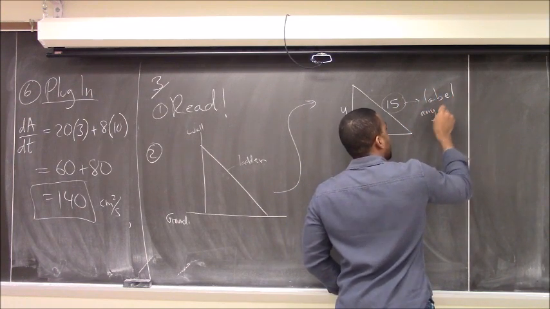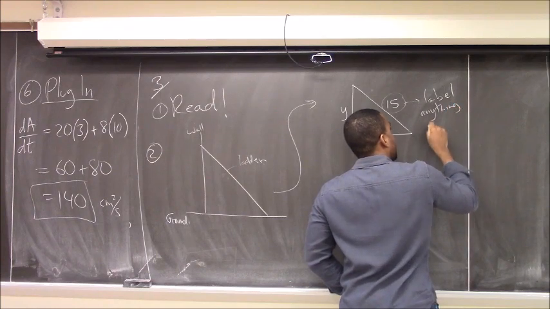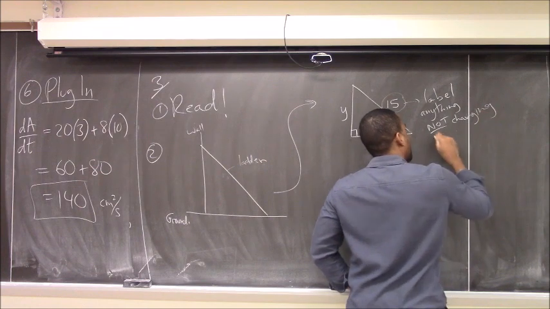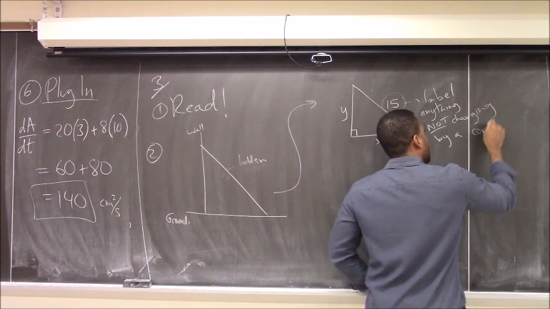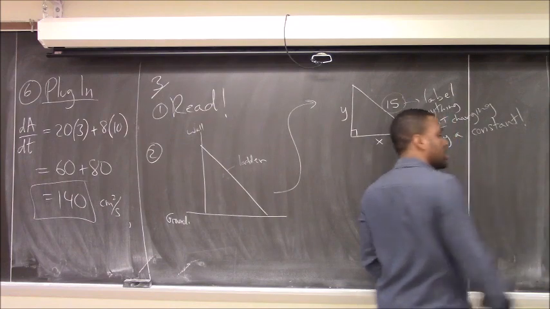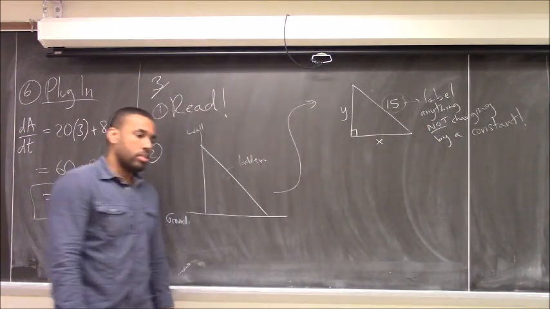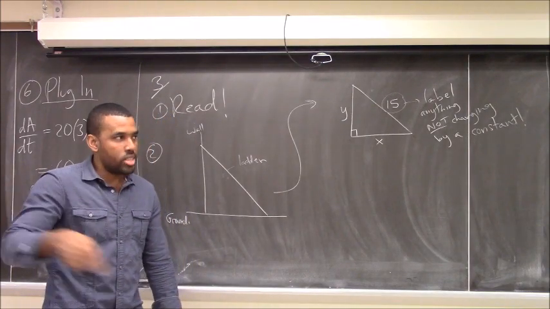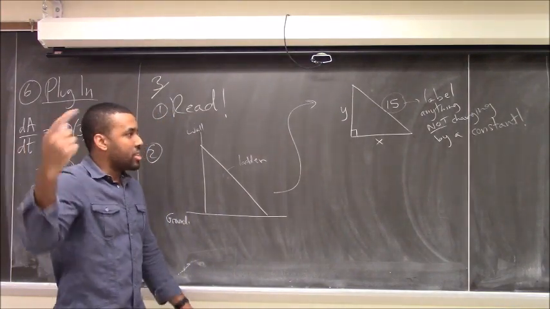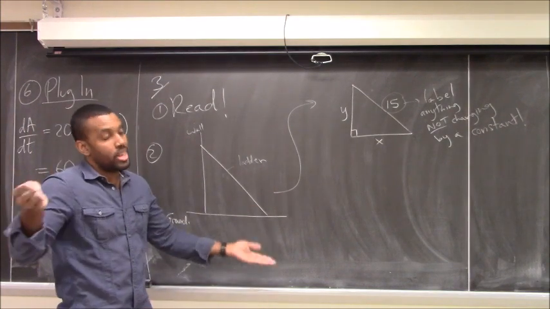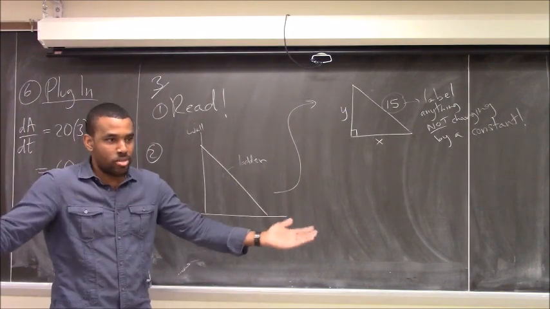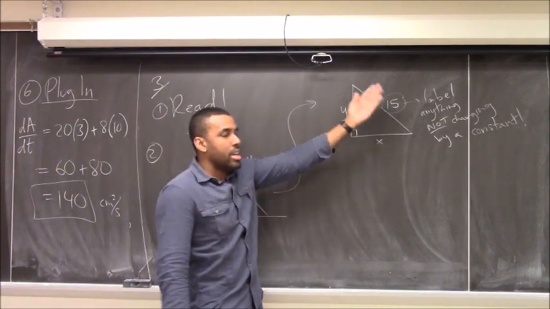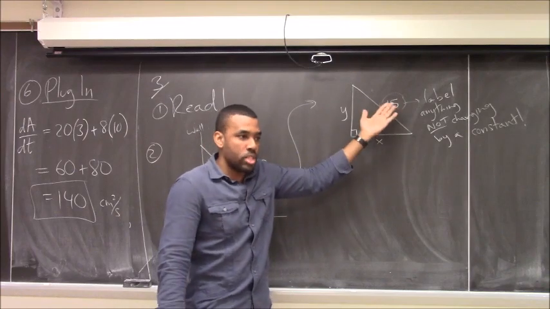Label anything not changing by a constant. The length of the ladder is not changing, so make sure you label that with a constant. Why? Because if you put a variable there, then when you do implicit differentiation you have to multiply by the prime. The prime is going to be 0, but students often forget to plug in 0, and so they have all these extra terms that they don't know what to deal with. It's much less confusing to label anything that's not changing by its value from the beginning.